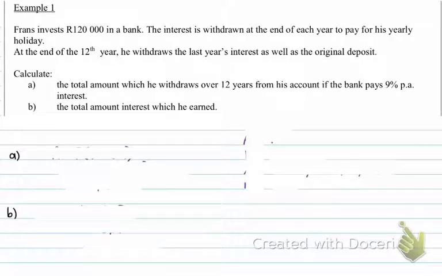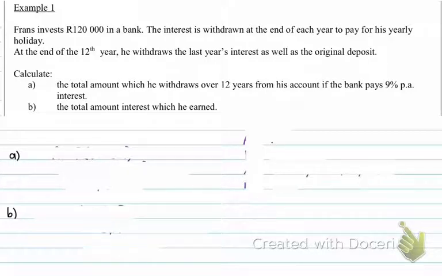Now, they don't say here hire purchase and they don't state simple interest or compound interest, but we know we must use simple interest because he withdraws all the interest at the end of each year. So the first year he invests 120,000 and then it earns interest, and at the end of that year he withdraws the interest. So again, for the next year, the initial amount of 120,000 is still in the bank, and then it earns interest again, he withdraws it again, and again for the third year, it is 120,000 rand that is in the bank. And so it continues. So we know we must use simple interest here.